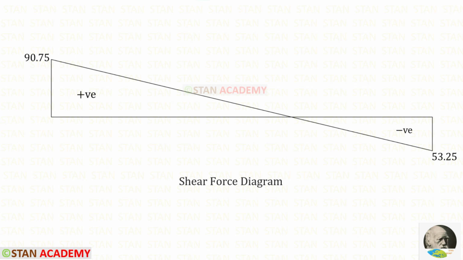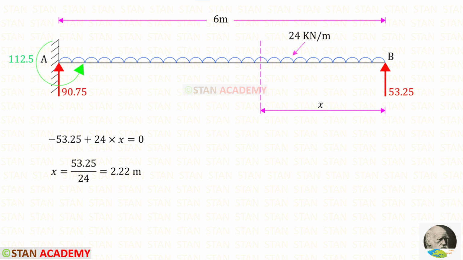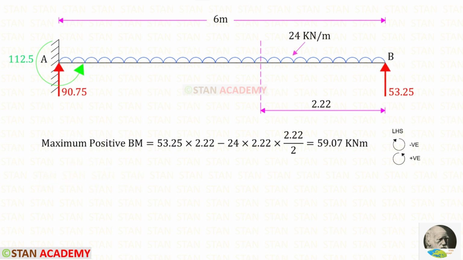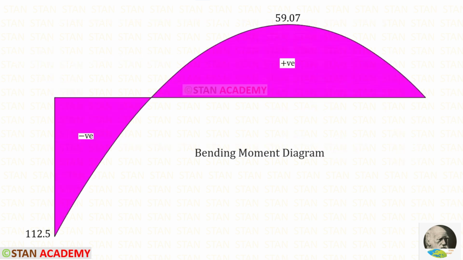Here you can see the shear force diagram. In this point, the shear force becomes 0. In this point, there will be the maximum positive bending moment. Let us make a section in this point and find the distance. You can see that in that point I have made a section at a distance of x from the point B. In this point the shear force is 0. Using that concept, we can find x. For the maximum positive bending moment, we will get 59.07.